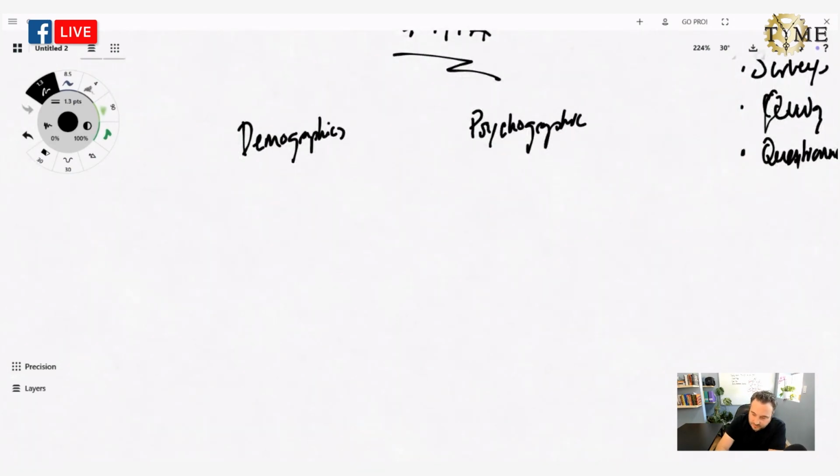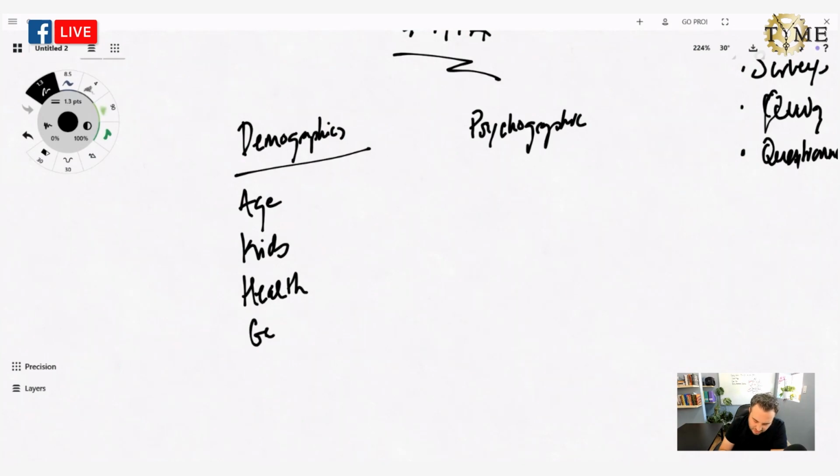Well, you're trying to find out their demographic stuff here. So what goes under demographics? You're trying to find out the age of your ideal client. You're trying to find out whether they have kids or not. And of course, how many kids they've got. Maybe their weight or their overall health, that type of thing. Maybe that's important to your company. Maybe things like their geographic location. Okay, there we go. These are all different things that you can find out through demographics.